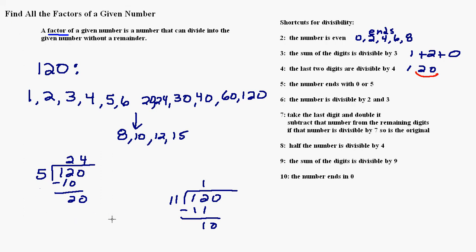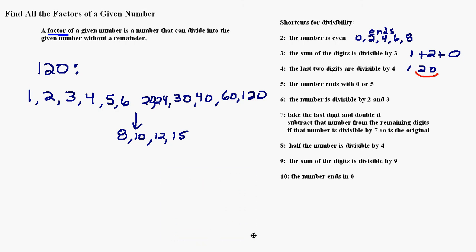Okay, so our factors of 120 are 1, 2, 3, 4, 5, 6, 8, 10, 12, 15, 20, 24, 30, 40, 60, 120. Now I picked a number with a lot of factors just so we could go through all these divisibility tests, but most numbers aren't going to have quite that many factors, okay? But this was good to go through all these.